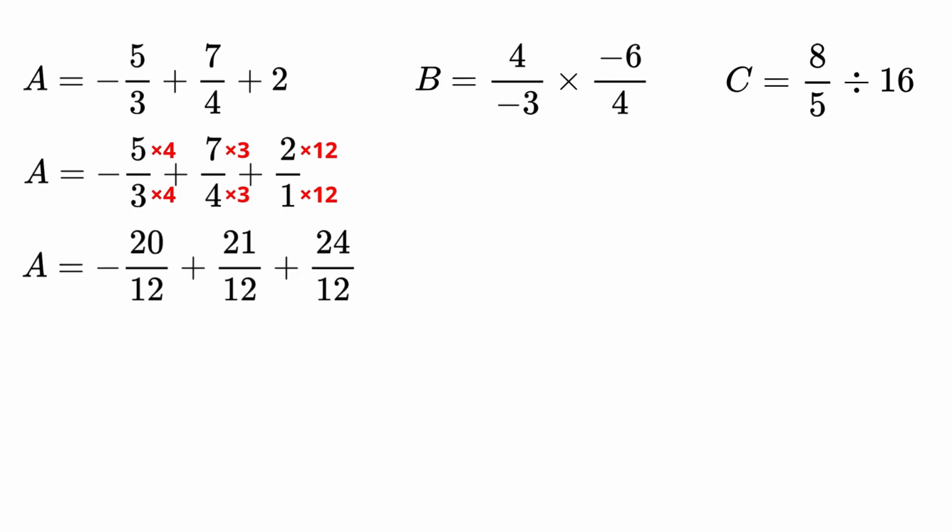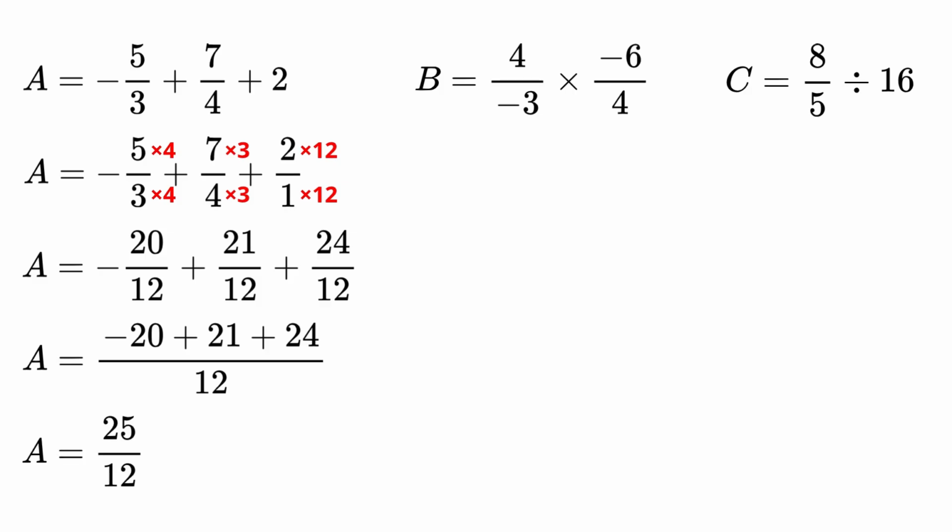Now that all our fractions have the same denominator, we can put this calculation under a single fraction. Then we can move on to the calculation. We add 21 and 24, which gives us 45, then we subtract 20, which gives us 25 twelfths. Very good. We got our result because even though we can simplify it, we won't find a number, so we leave it as a fraction.